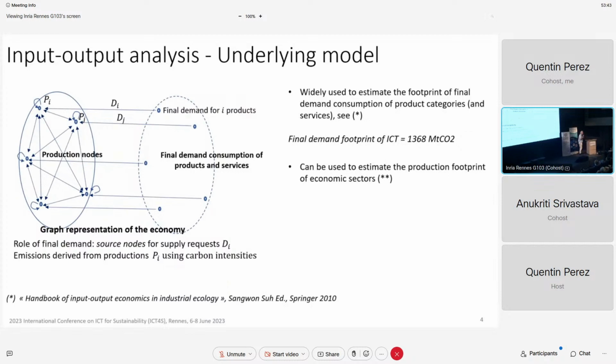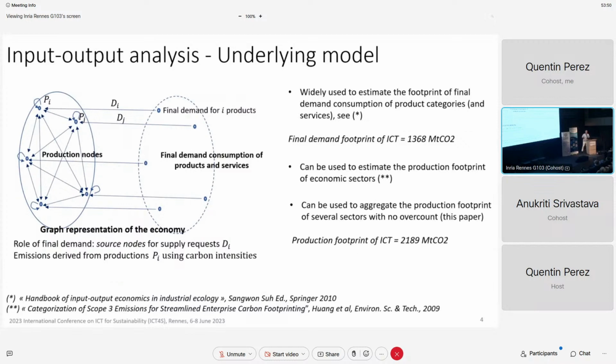So the problem we were trying to tackle was calculating the footprint of a group of 4 sectors. IOA can be used to do that, and we made a calculation. We arrived at this figure. Now let's look at the numbers.